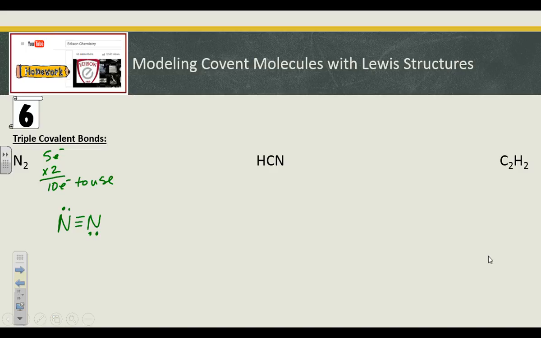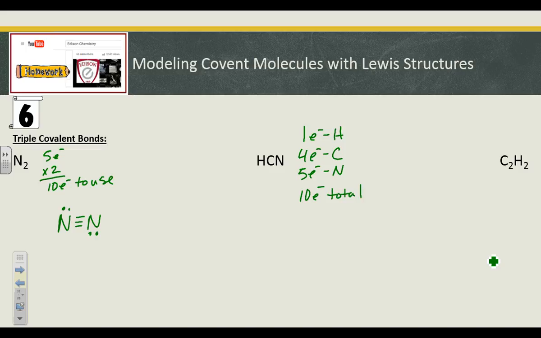HCN. Oh, you threw me 3 atoms to play with, mister. This isn't fair. Count up your valence electrons. 1 electron for hydrogen, 4 electrons for carbon, and 5 electrons for nitrogen. So 1, 4, and 5 is 10. 10 electrons total to play with.